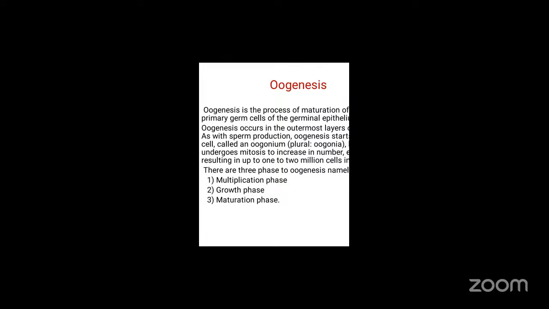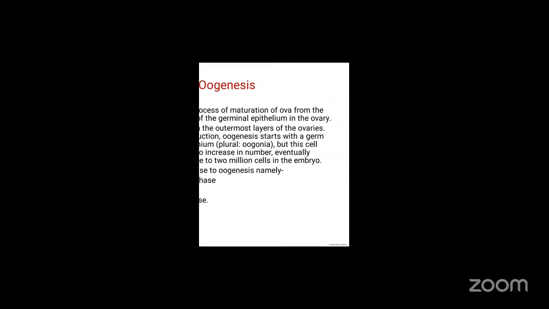And oogenesis starts with the oogonium, whereas spermatogenesis starts with the spermatogonium. This oogonium will undergo mitosis to increase in number. Basically, it involves three phases, that is the multiplication phase, growth phase, as well as the maturation phase. Now we will see the multiplication phase and growth phase one by one, and what happens in each.